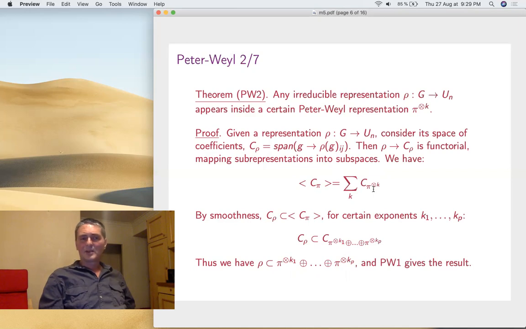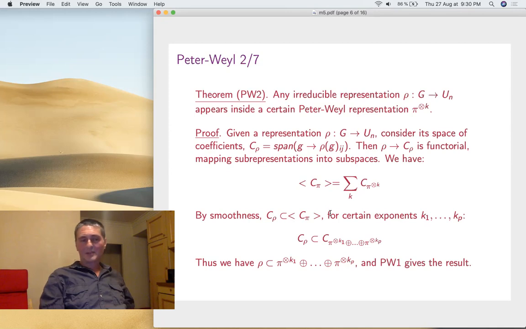So now if you work out a bit, I'm using all the time you see these coefficient spaces. And if you work out a bit the correspondence between representations and the coefficient spaces, that has all the good functorial properties. I mean, subrepresentations are mapped to subspaces and everything. So from this, you see, so rho has to live here. So it's the coefficients of some big sum of Peter-Weyl guys. But now I can apply Peter-Weyl 1 and I'm done. Okay. So very nice.